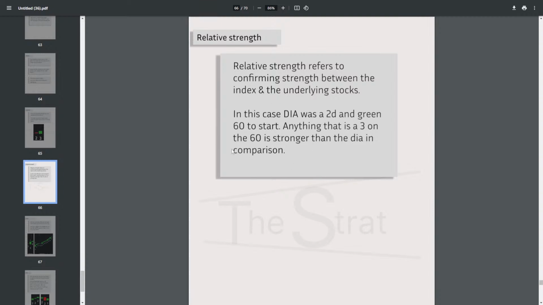In this case, in the morning, Dow Jones started as a 2 down on the 60, and it was green. So potential 2-2 on the gap down. Anything that went 3 on the 60-minute is stronger than the Dow Jones because it went 3, right? It was able to take out both sides of the previous range. It also shows the buyers were more aggressive on the things that went 3 to the upside.